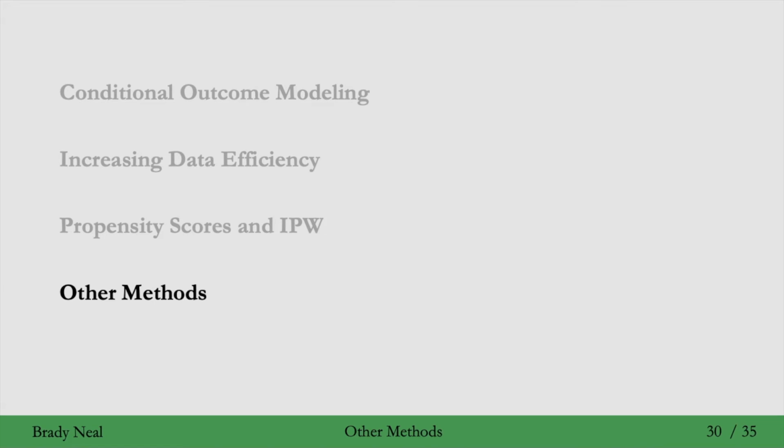Alright, so we now have come to the last section of this lecture. There are many different methods for estimating causal effects, and many of these fall outside the scope of an introduction to causal inference. In this section, I'll give you a little bit of information about some of the other methods, and you can find pointers to more information about them in the course book.